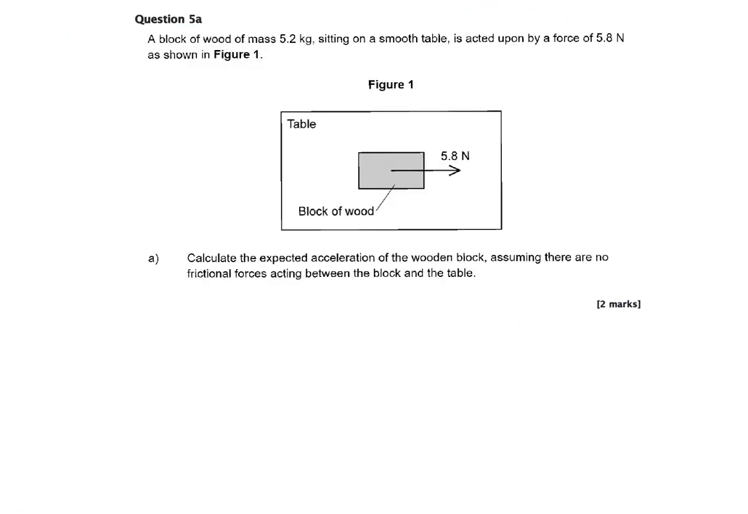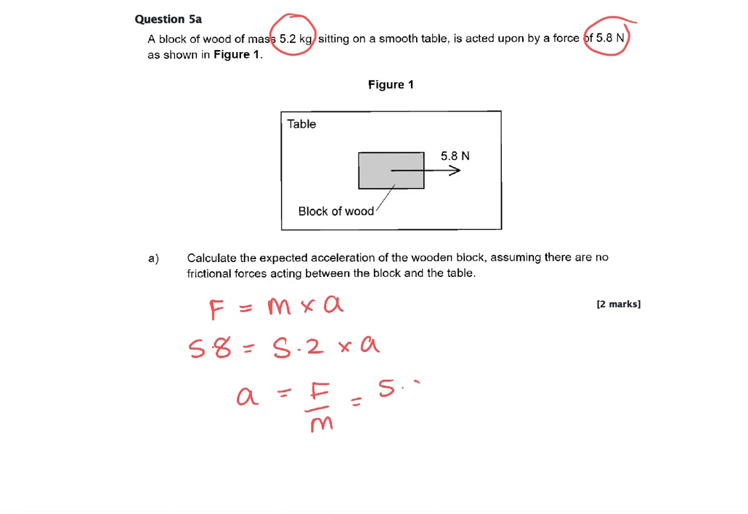Question 5a, a block of wood of mass 5.2 kilograms is sitting on a smooth table and it's acted upon by a force of 5.8 newtons. Calculate the expected acceleration. At the moment we're presuming there's no friction, so that's our only force. So we're going to do F equals ma. We've got our force this time, 5.8 newtons, our mass, and we're working out the acceleration. So we're going to do our force divided by mass, which is 5.8 divided by 5.2. So you're going to get 1.1 meters per second squared.